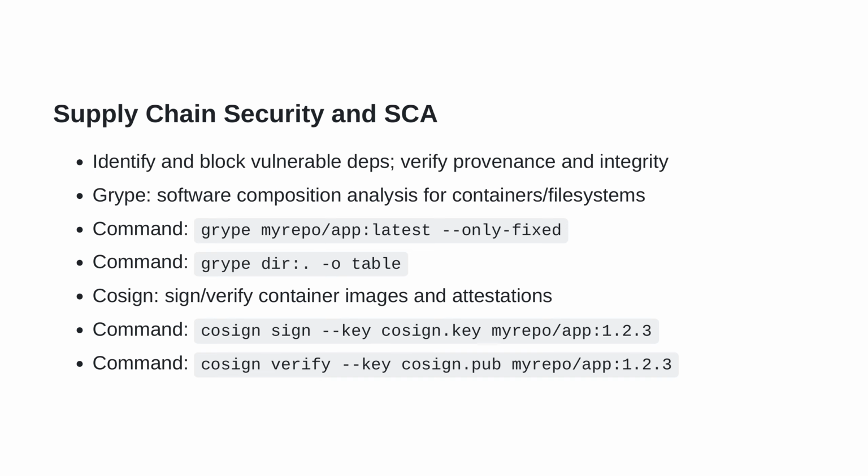Sign during your build with cosign sign --key cosign.key myrepo/app:1.2.3. Then verify before deployment with cosign verify --key cosign.pub myrepo/app:1.2.3. Enforce verification in your pipeline or admission controls so only trusted, signed artifacts run, and attach attestations like SBOM or build metadata to prove how the image was produced.